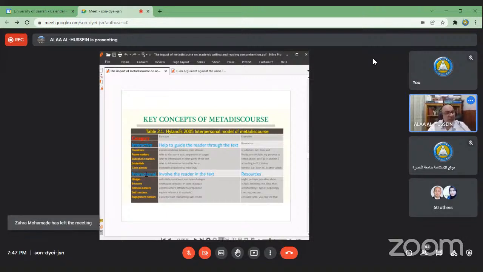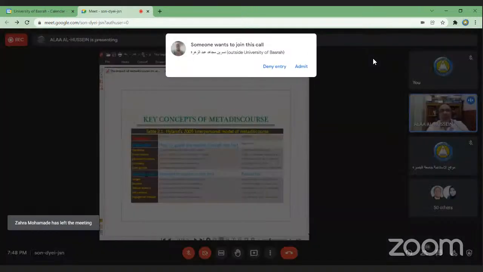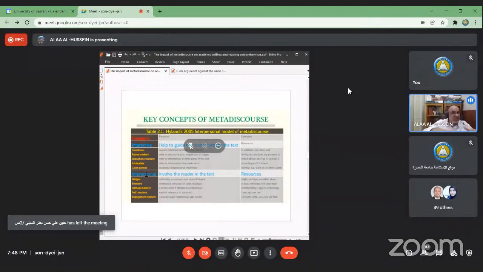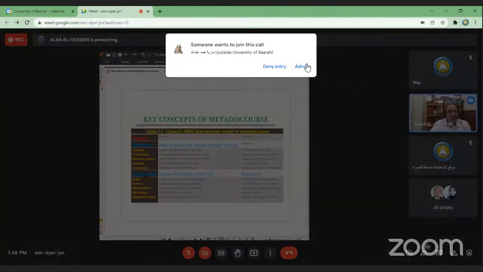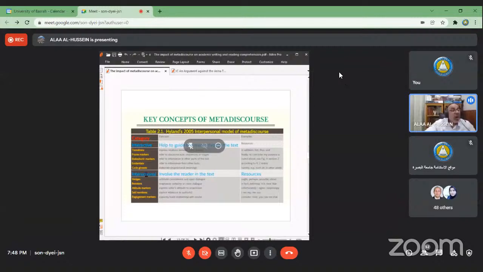By interactive, he means those meta-discourse items that guide the reader through the text, so they work at the level of the text, as I explained earlier. And by interactional, those which work to involve the reader in the text, to interact, to show interaction, to show sometimes the presence of the writer, the direct presence of the writer.